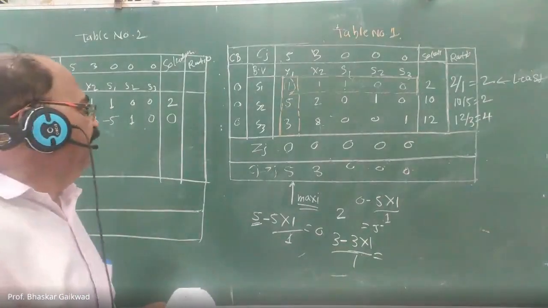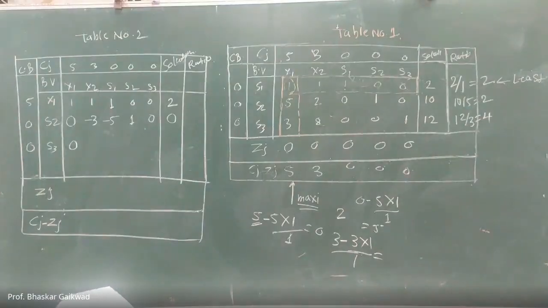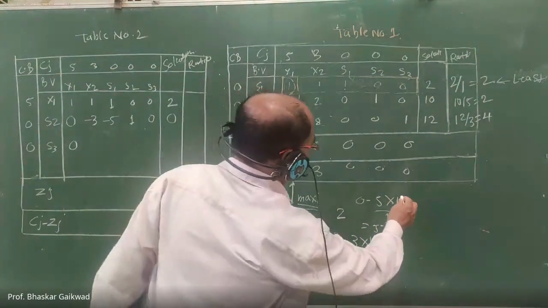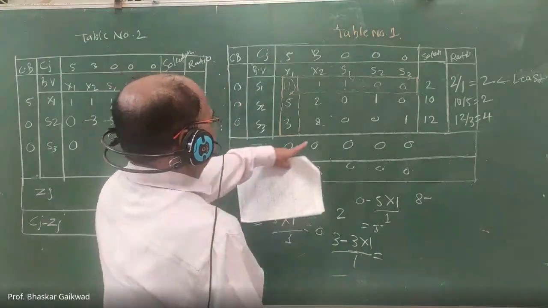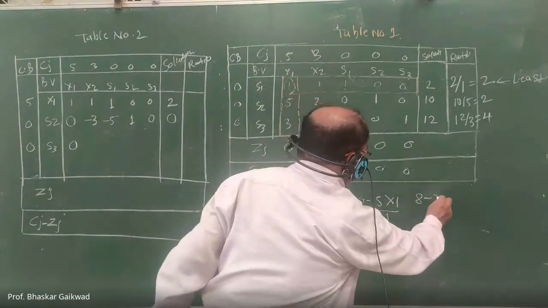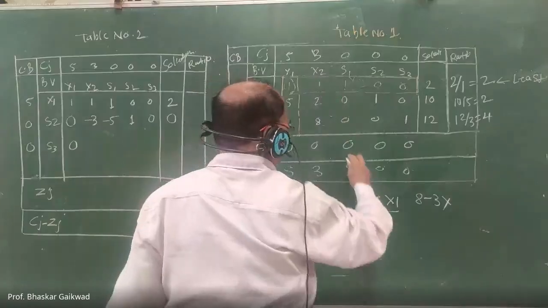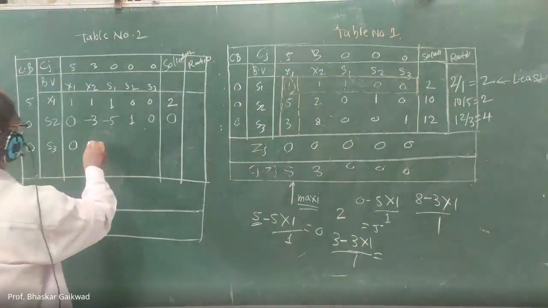Then we go to the next, 8. Instead of 8, what should be there? 2. How is it? Original value is 8, minus corresponding row value 3. Corresponding 5. So here it is 5.